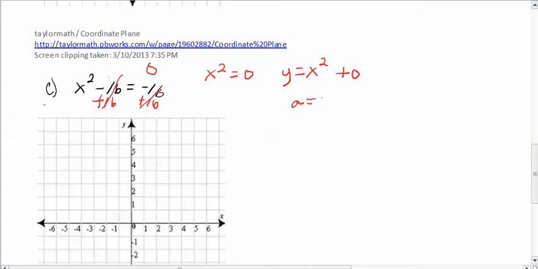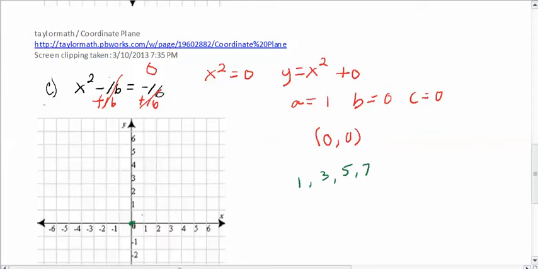My a again is 1, my b is 0, and my c is 0. So my special vertex is 0, 0. So now I've got my vertex 0, 0 right here. And again we have 1, 3, 5, 7 multiplied by a, which is 1. So we're just going to use these numbers.